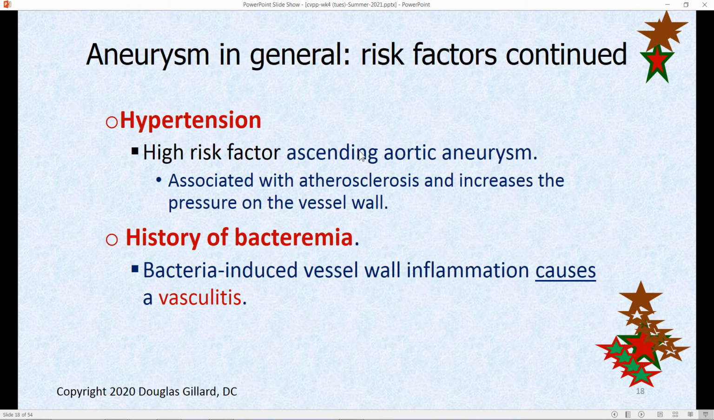All right, out of the rabbit hole. Now back to aneurysms in general. They're really the same risk factors, or some of the same risk factors, for mycotic aneurysms. Hypertension. Why would hypertension be a risk factor? Well, it increases the pressure of the blood vessel, and that's just going to help it stretch and balloon out even more.